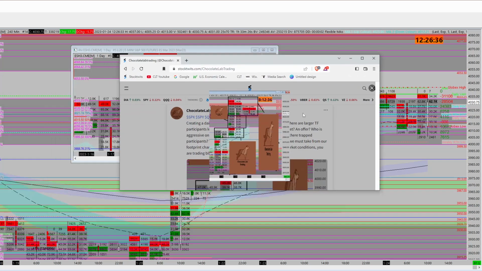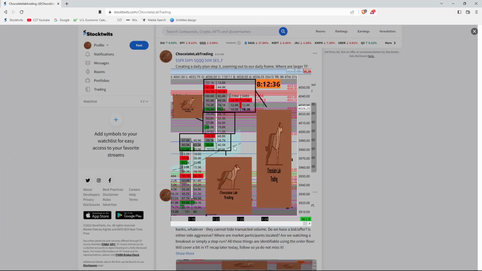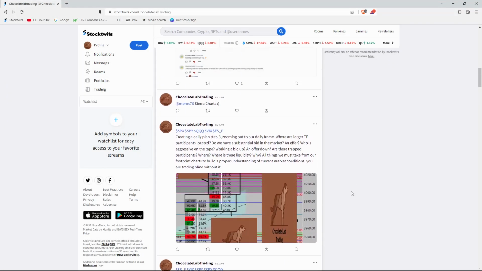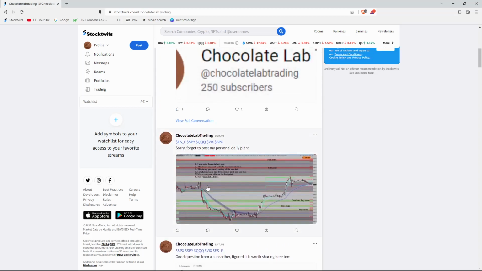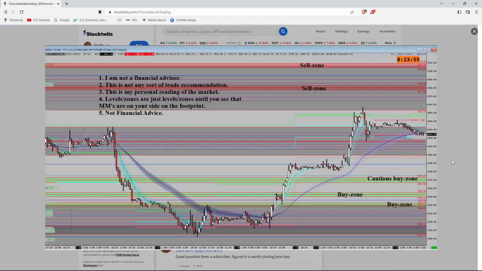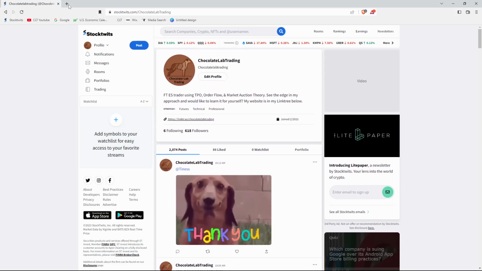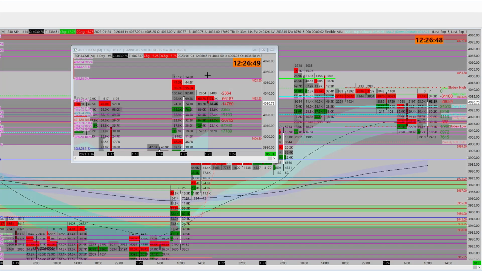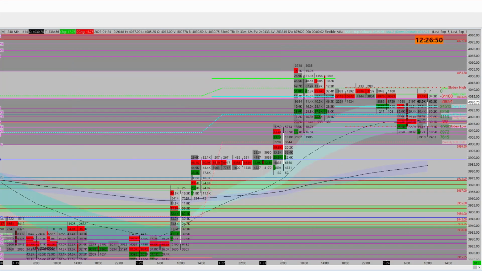From there, well, that's it. I just use my other tools. I build confluence between them, and I get the daily plan. All right, so let's get this out of the way and look at today's intraday order flow. For this, I'm going to bring up the 30-minute.